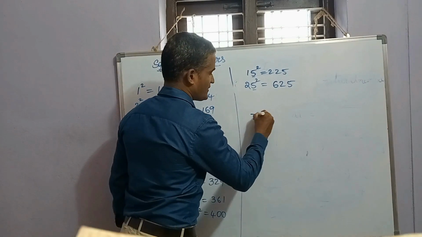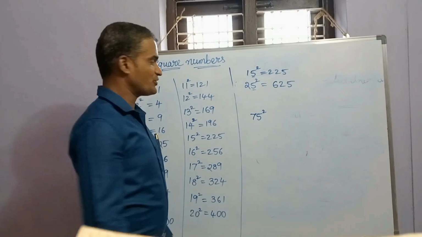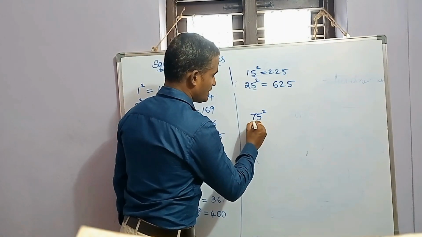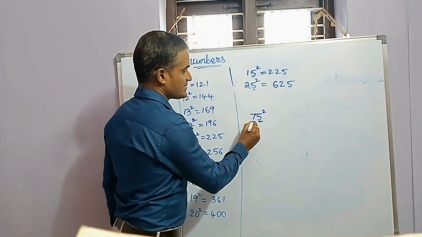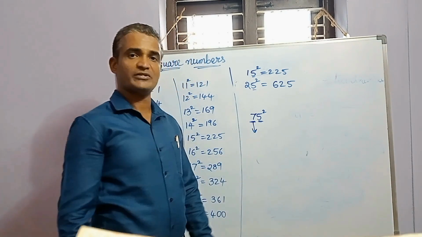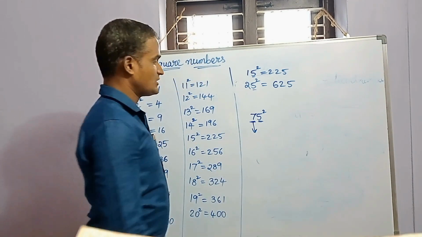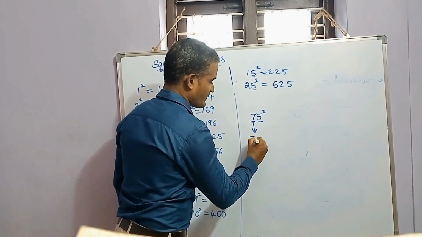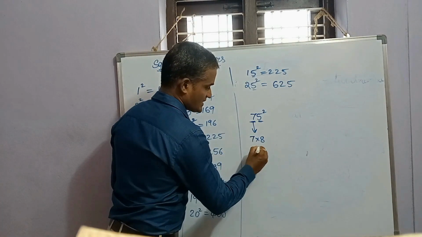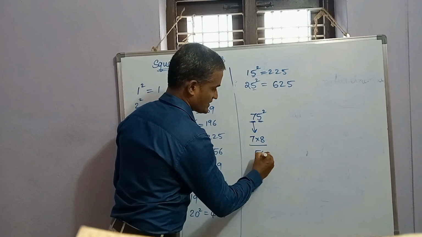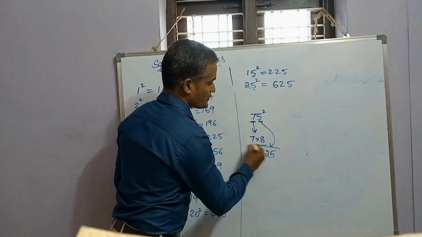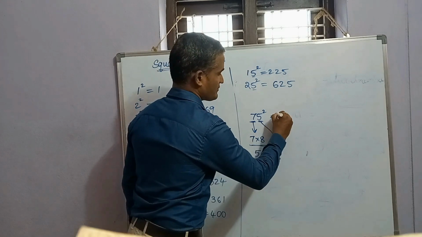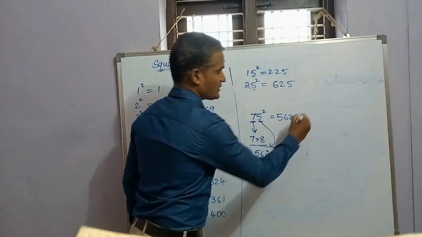Suppose you want to write the answer for 75 square. First, leave the ones digit 5 and take the tens digit 7. The next number is 8. So 7 eights are 56, 7 multiplied with the next number. And the 5 square answer is 25. So this is your answer. 75 square answer is 5625.